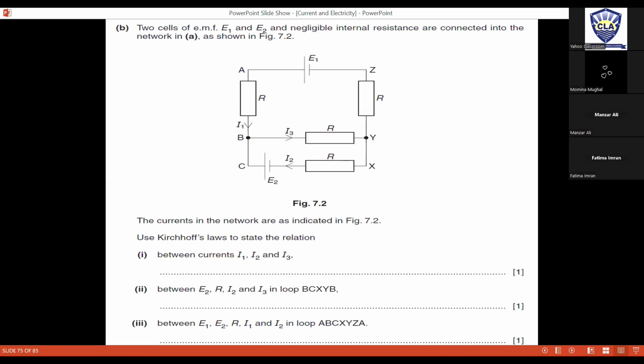Again, we have a circuit which has three branches. First of all, I1, I3, and I2 are the currents which are entering or leaving point B. I1 is entering, I2 is entering, and I3 is leaving. So it will be I1 plus I2 is equal to I3.